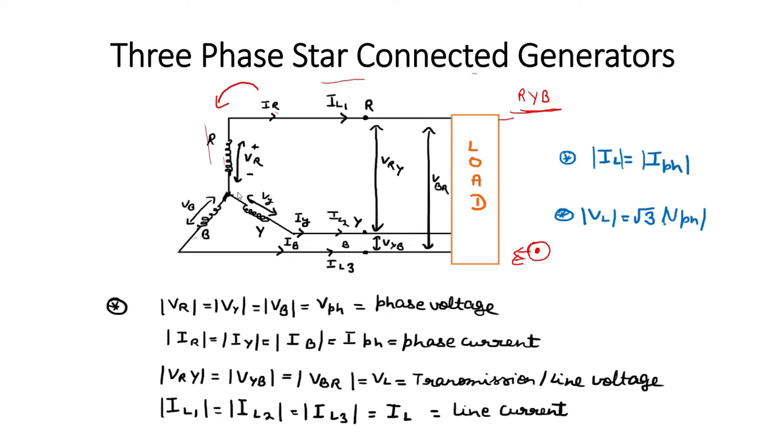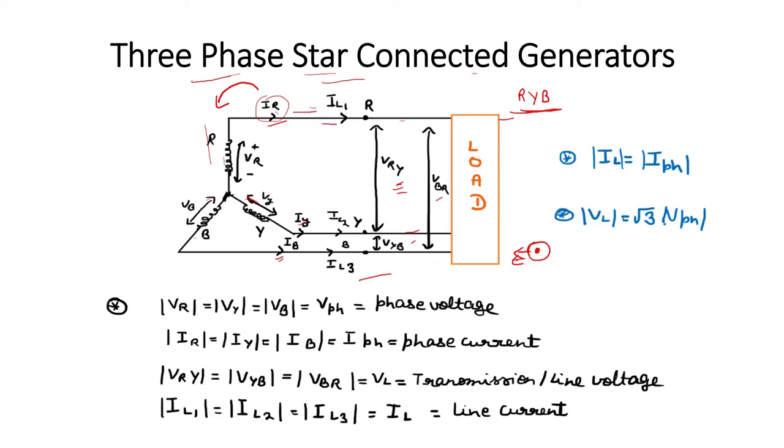Here VR, VB, VY are the phase voltage, and VRY means voltage between R and Y. This is your line voltage. Similarly, VBR and VYB are the line voltage. And then the current flowing here is IR, here it is IY and here it is IB. These all are phase current, and the current flowing in this line is the line current. So IL1, IL2 and IL3 are the line current. And we all know that for three-phase star connected generators, phase current is equal to line current.